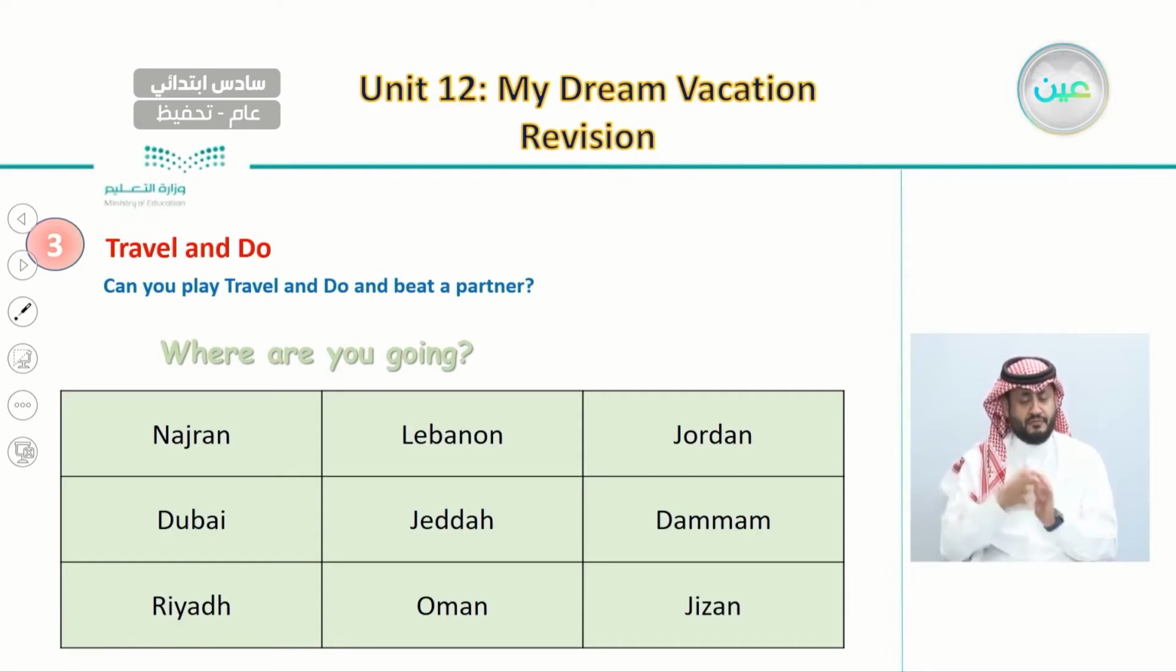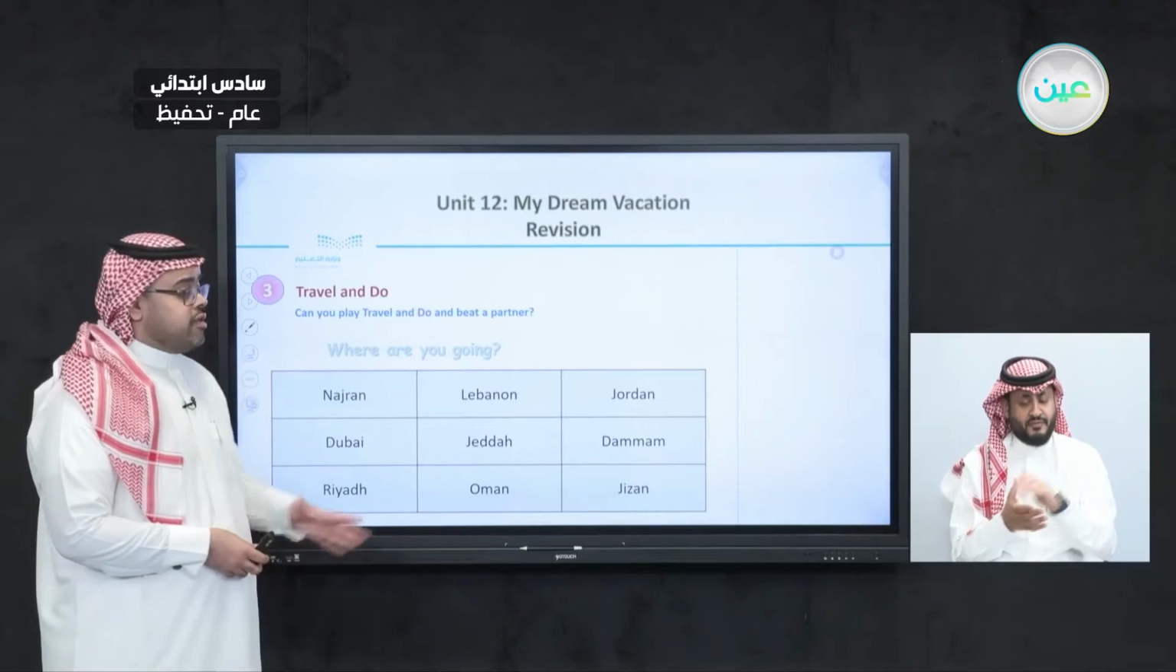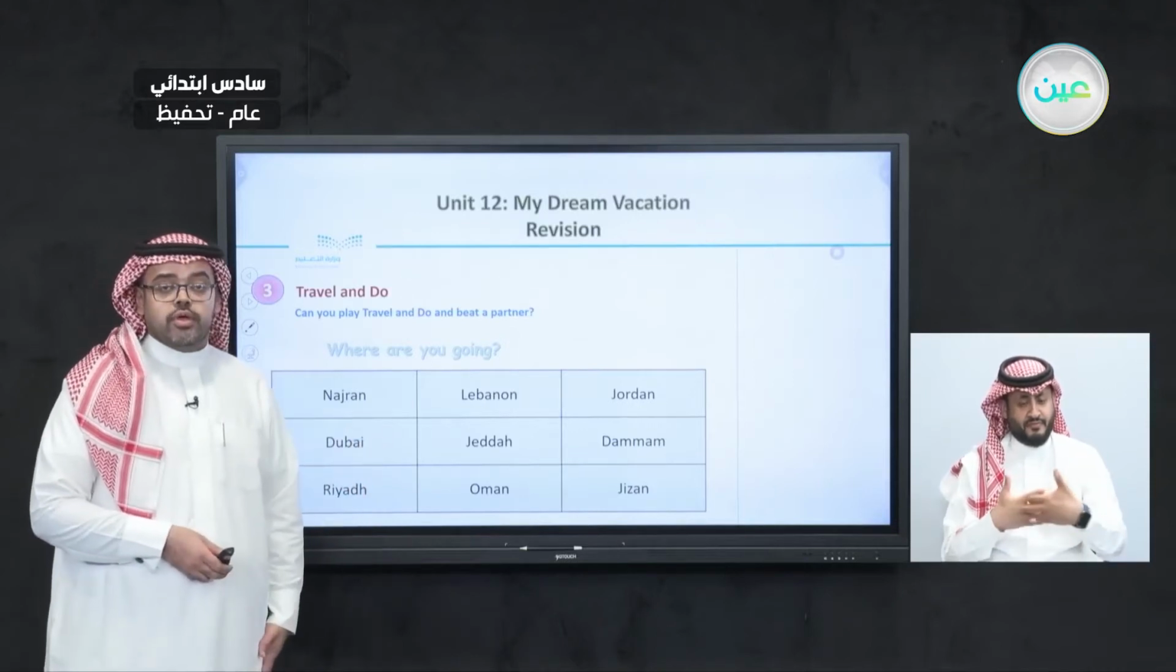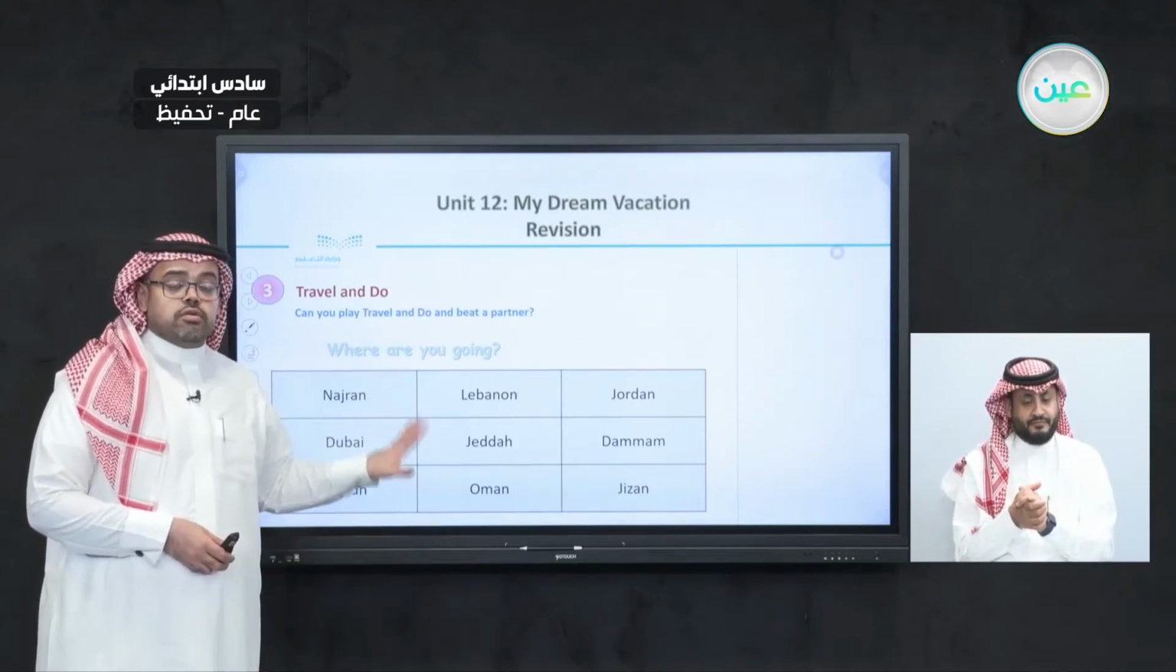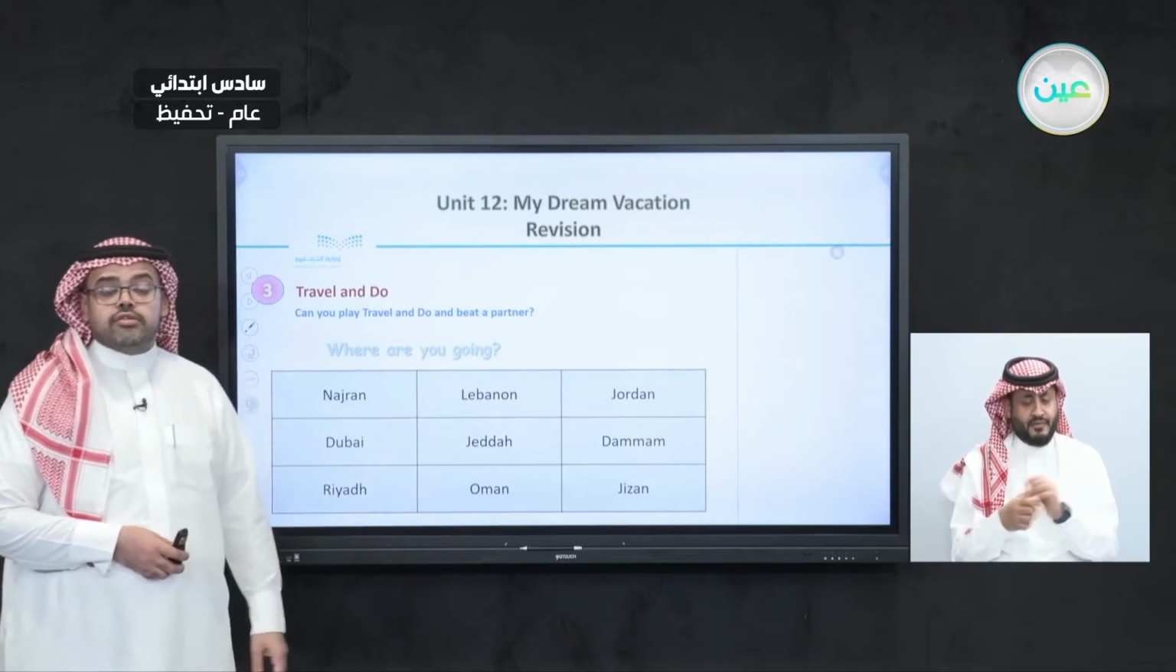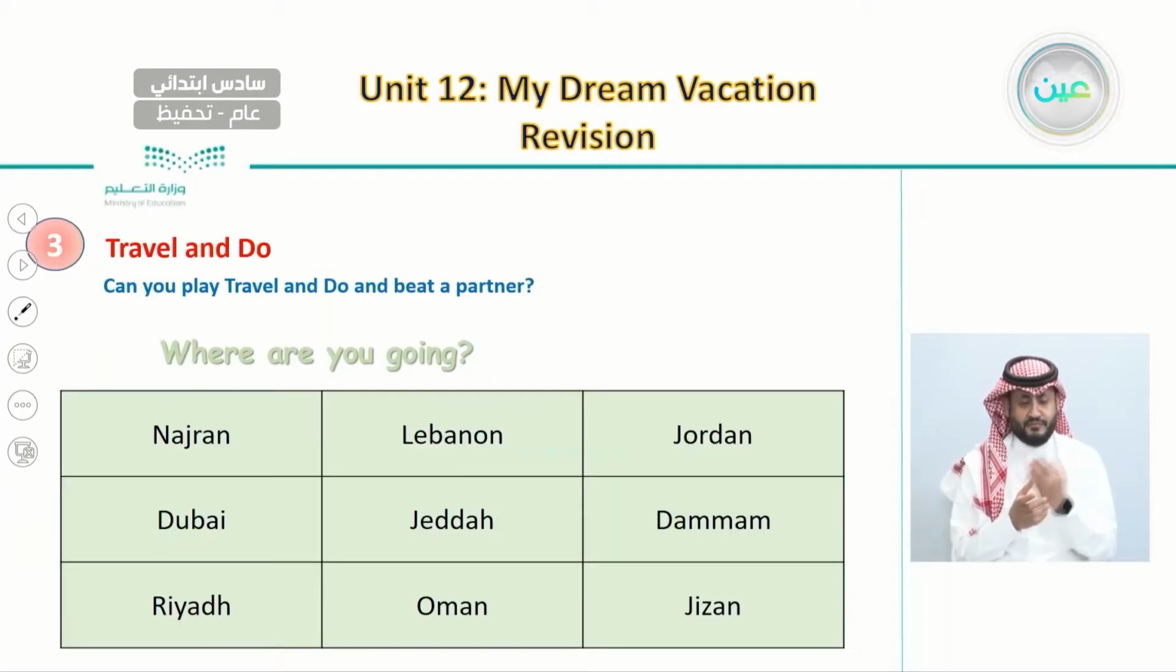The first one is about where are you going? Where are you going? So here how we play this game is to answer this question by choosing an answer from this table. Let's first read or listen to the answers or the words we have in this table, and then we can continue our question and know how to answer.